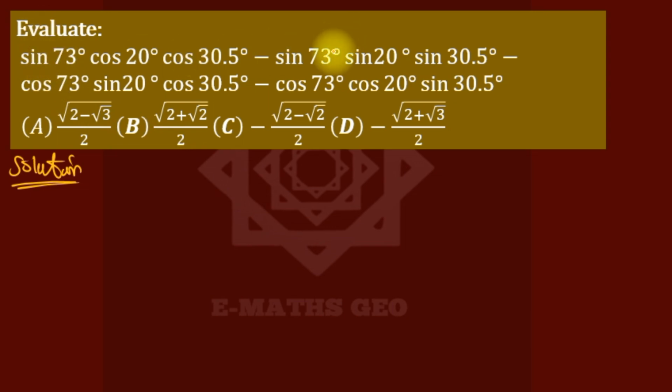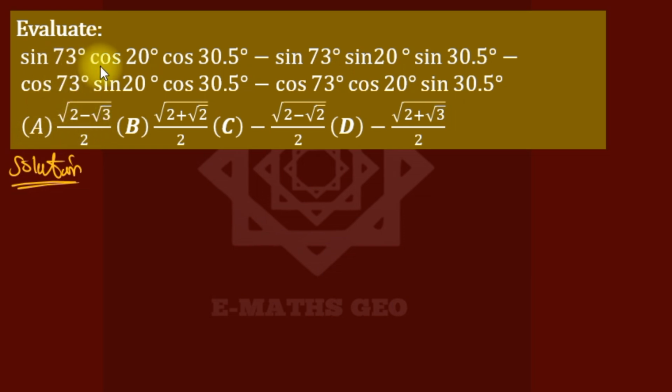Evaluate this expression. The first thing you notice is that the three angles given are the same in each of the terms: 73.20 and 30.5. So what I will do is factorize by grouping, since I have 4 terms.